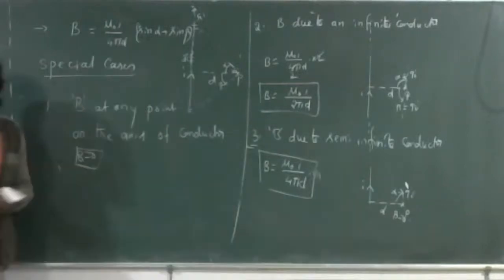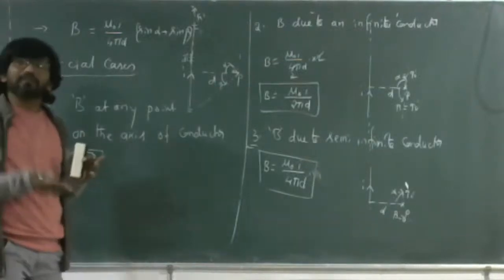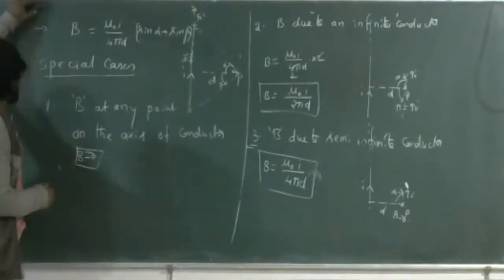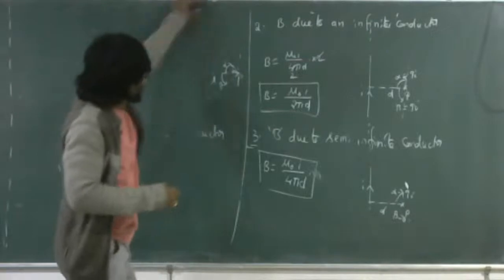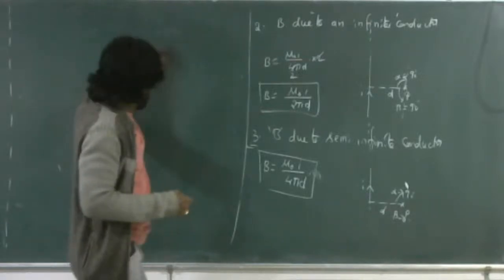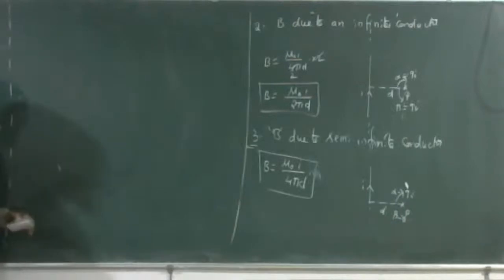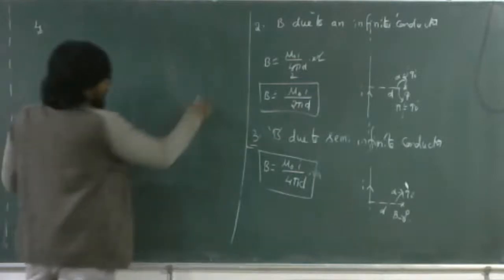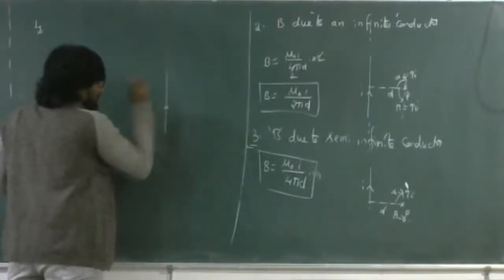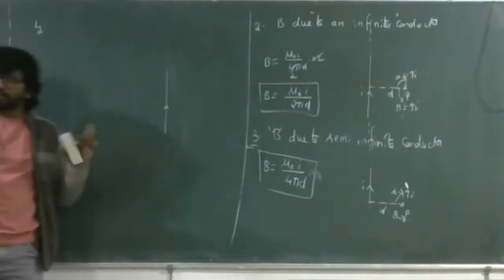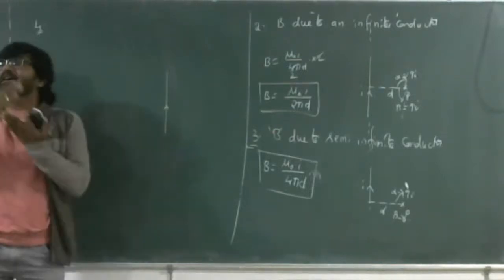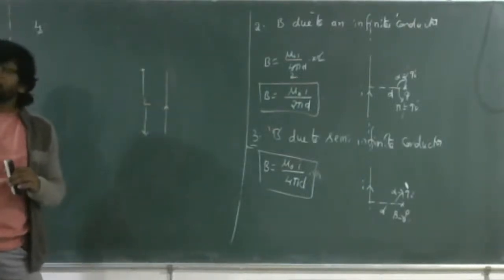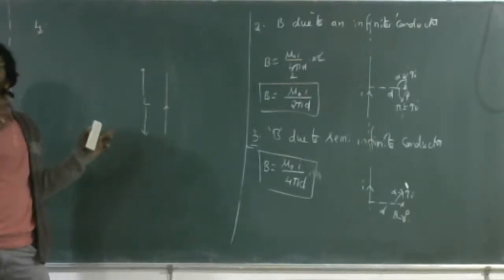Whereas if we come across a conductor having finite length, how do we find the magnetic field at a point? This is the fourth case: the magnetic field due to a finite conductor. Let us consider a current carrying conductor. Here you have to follow two points. The conductor will have finite length. Let us say the length of the conductor is L.